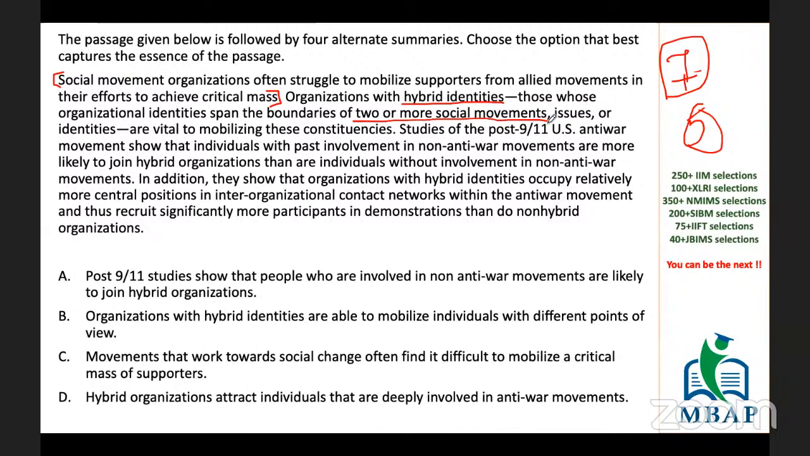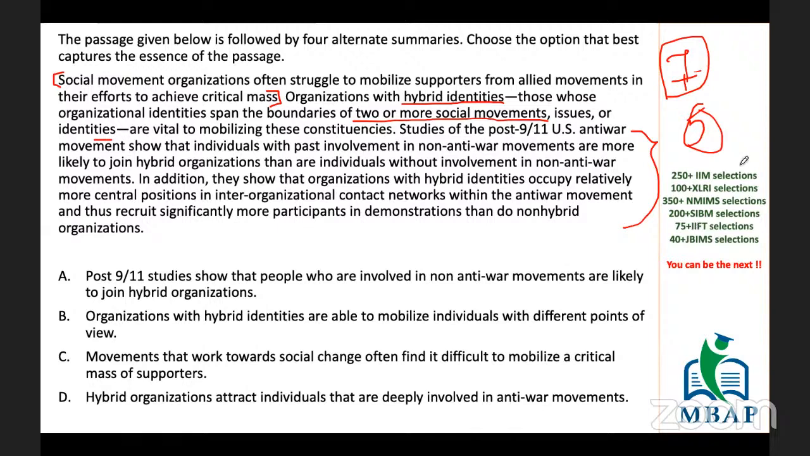Issues or identities are unable to recruit significantly more participants in demonstration than do non-hybrid organization. Okay, so ye pura yahan tak I'm giving the meaning that what exactly these hybrid identities are. Then in the entire this part I'm actually covering that they actually get more participants than non-hybrid ones. That's the only information I'm giving here. Rest of the information is simply the explanation, and explanation barely becomes the part of the summary.